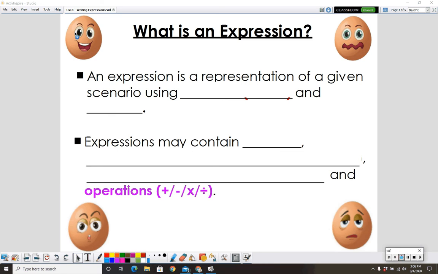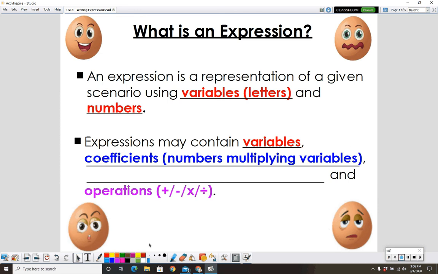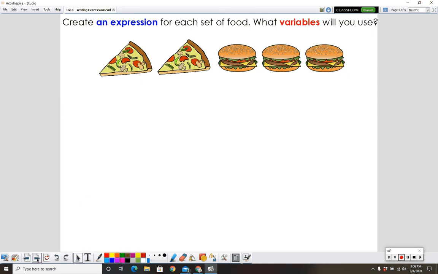So what is an expression? An expression is a representation of a given scenario using variables, which are letters, and numbers. Expressions may contain variables, which are just letters. They can contain coefficients, which are numbers multiplying by variables. And it can contain constants, which are numbers without variables. And it will also contain some sort of operation.